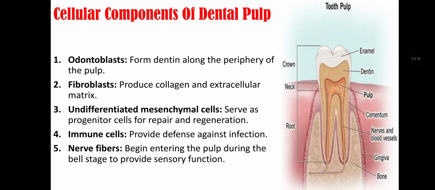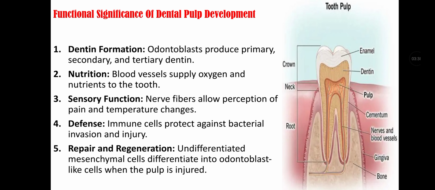Cellular components of dental pulp include odontoblasts that form dentine; along the periphery of the pulp they are present. Second cellular component is fibroblasts that produce collagen and extracellular matrix. Third component is undifferentiated mesenchymal cells that serve as the progenitor cells for repair and regeneration. Fourth cellular component is immune cells that provide defense against infection. Fifth component is nerve fibers that begin entering the pulp during the bud stage to provide sensory function.